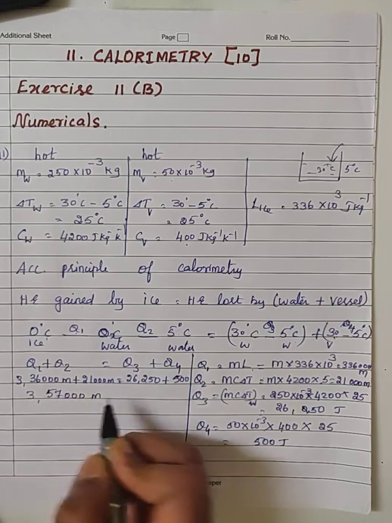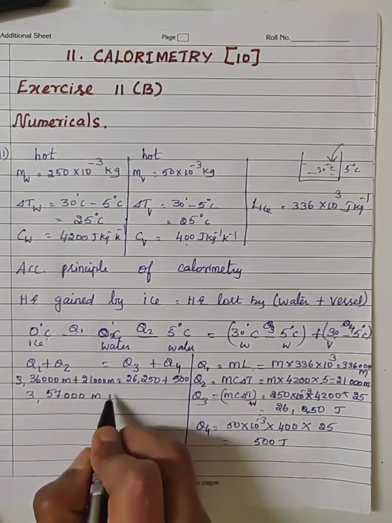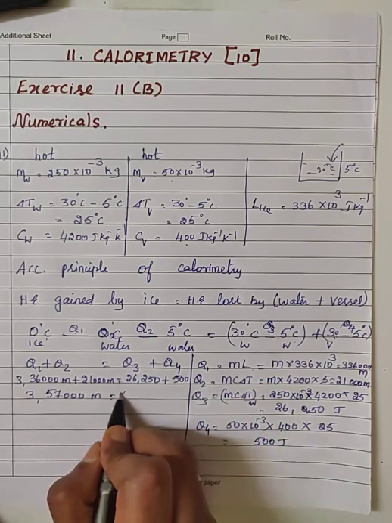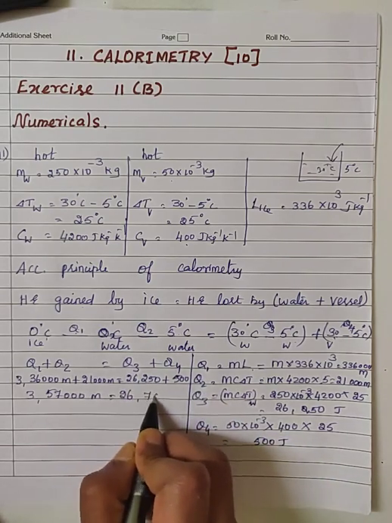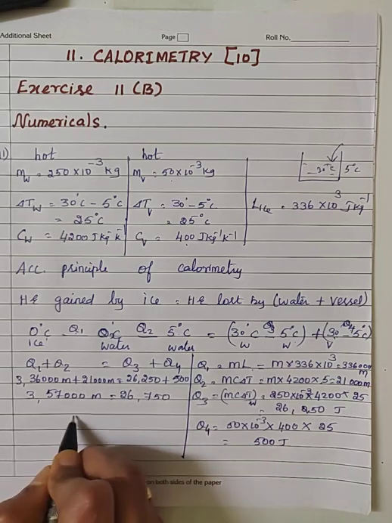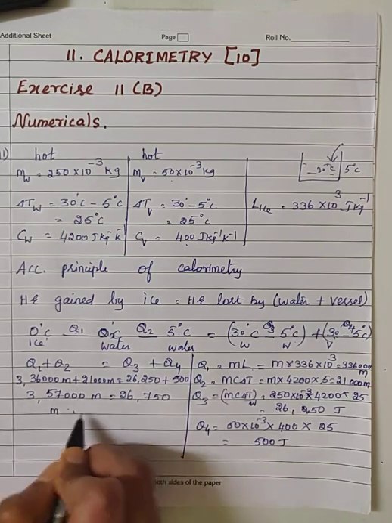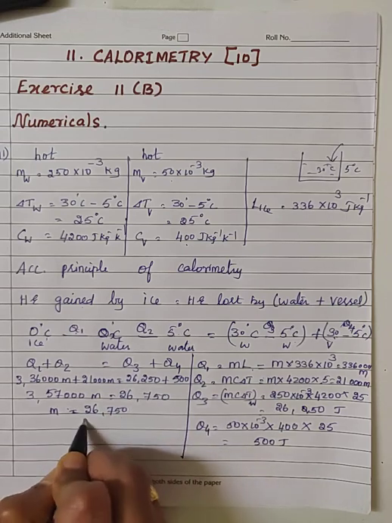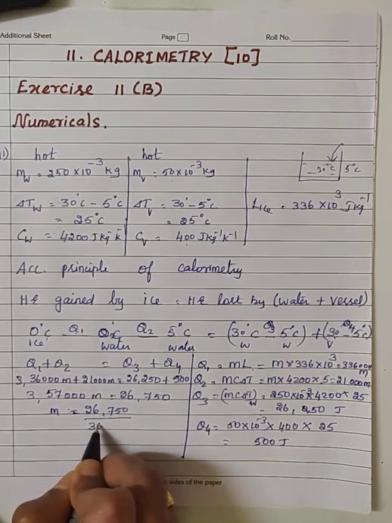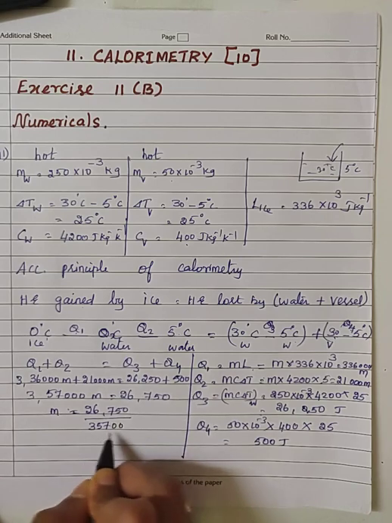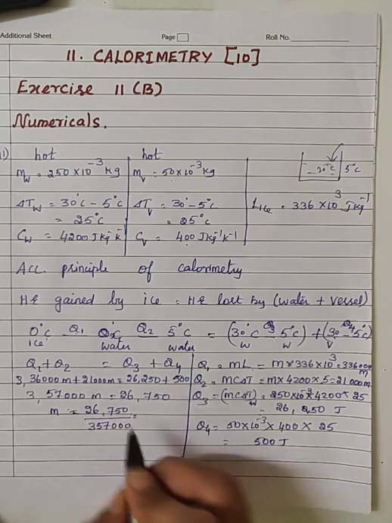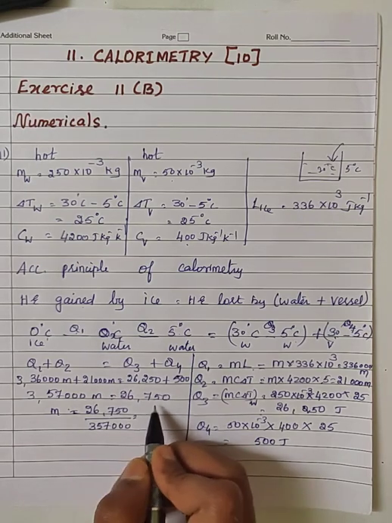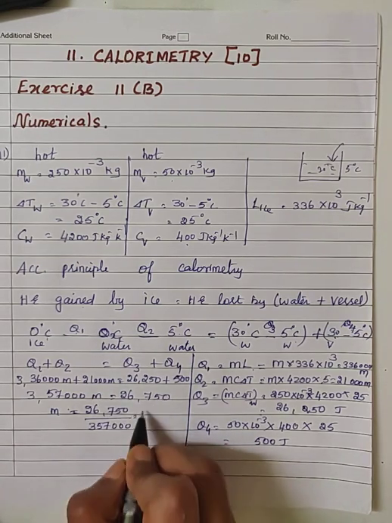3,57,000 m, which is equal to 26,250 plus 500 is equal to 26,750. So from this, m is equal to 26,750 the whole divided by 3,57,000, which is equal to 1, 0, you can cancel it. Then the other two zeros, 100, when you take it to the numerator, you can write it as 10 power minus 2.